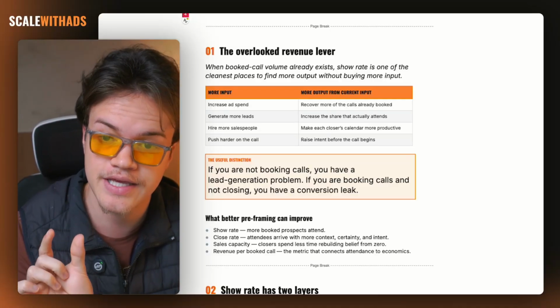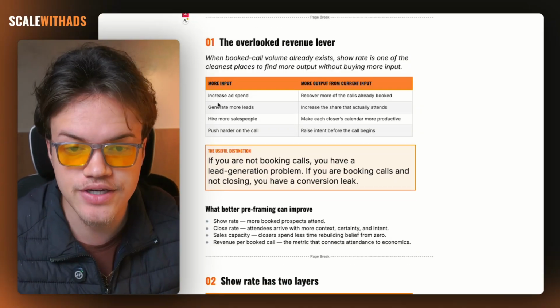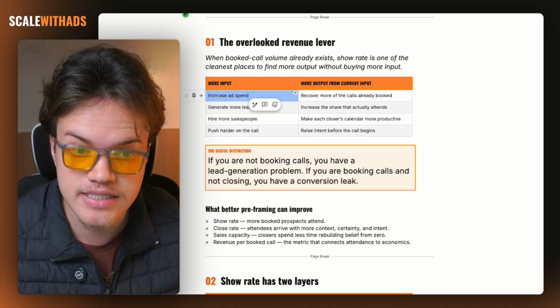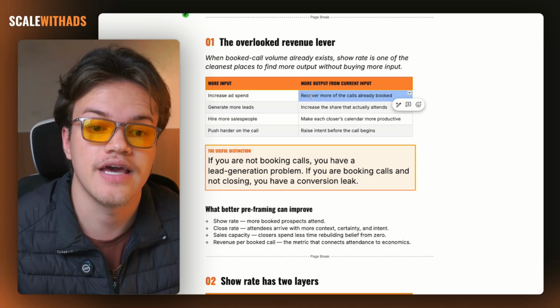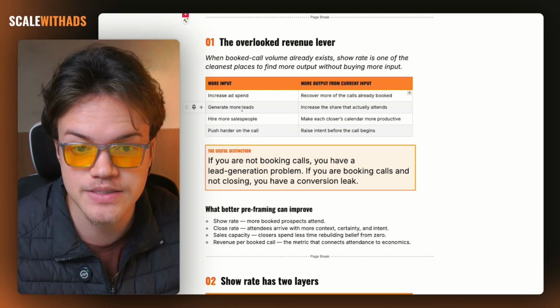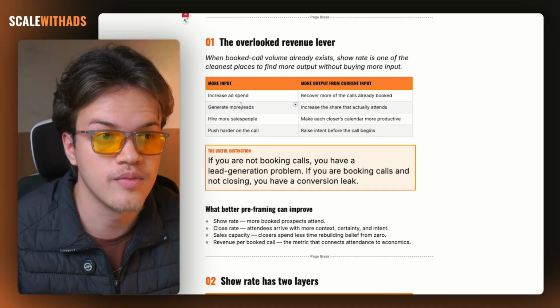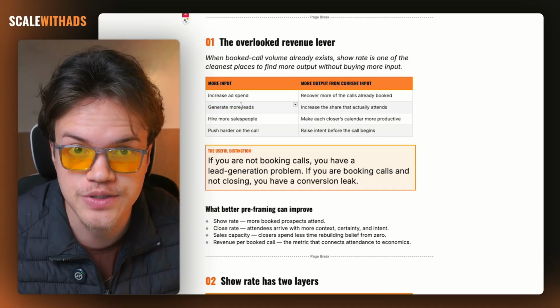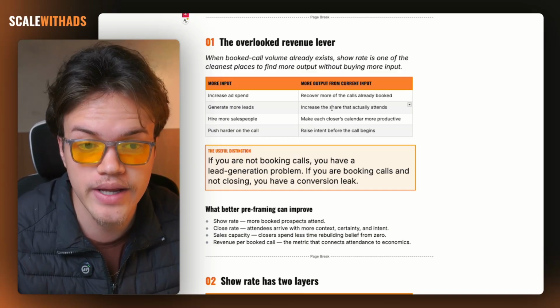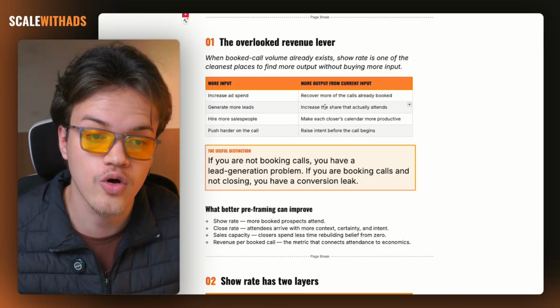Because you are dealing in one of the last parts of the whole funnel, the show rate. As you can see here, instead of increasing ad spend, you can just get more out of the calls you're already booking, okay? So you make more money with the same ad spend. Instead of worrying about generating more leads, let's say from organic, or if you have a cold outreach method, if you increase your show rate, you are going to increase the amount of people that are showing up for calls and therefore closing with you.